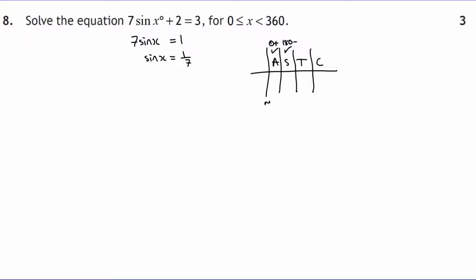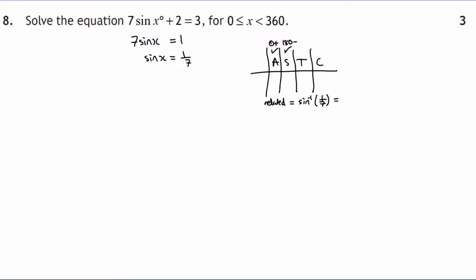And we're going to calculate the related angle for this trig function as going to be inverse sine, so sine to the minus 1 of 1 over 7. This value is the value we're going to use to calculate our values for x, which lie within these 2 quadrants that we've ticked off.